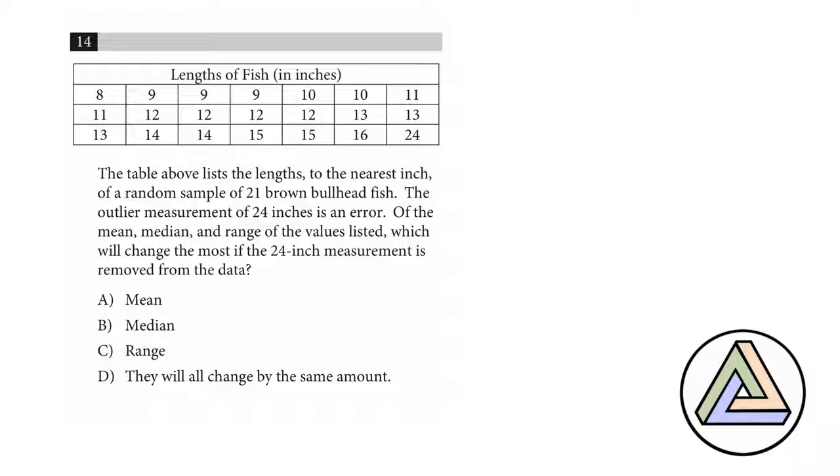All right, the table above lists the length to the nearest inch of a random sample of 21 brown bullhead fish. The outlier measurement of 24 inches, this one right here, is an error. It's an outlier, it's an error. Of the mean, median, and range of the values listed, which will change the most if the 24-inch measurement is removed from the data?